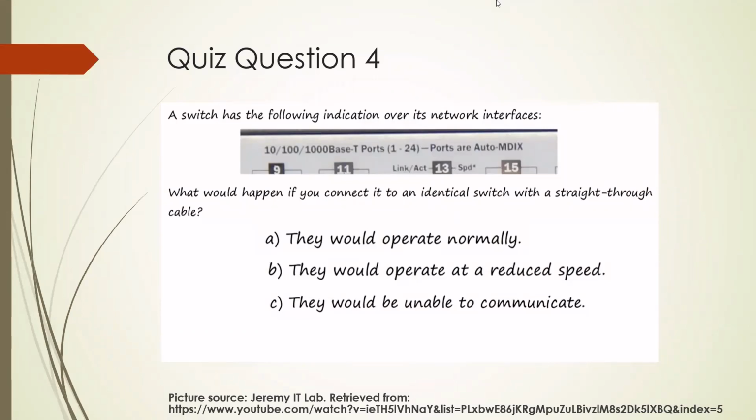Okay, now let's see what the answer is. The answer is A. They will operate normally. You have forgotten that there is the auto MDIX functionality that corrects such mistakes. Now let's look at the reasons why I said so.